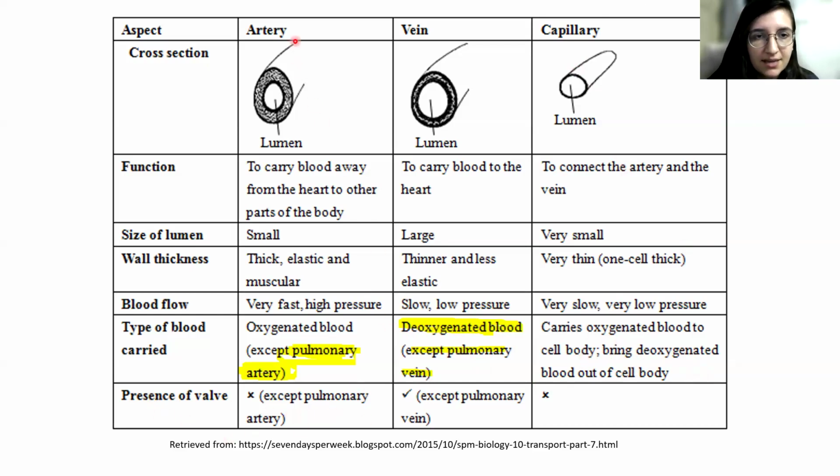And again, okay, let's look at valves. So veins have valves because the pressure is low. So the blood may go back. Hence, they need the valves. But for arteries, no valve is needed. The pressure is so high and the flow is very fast. There is no need for valves. Yeah, it won't flow back.